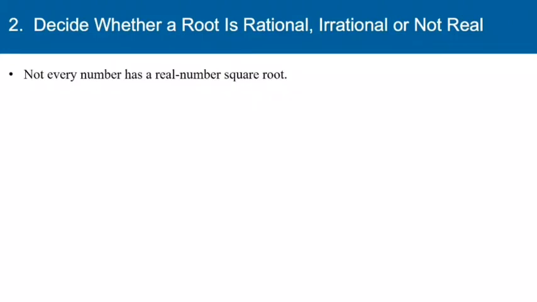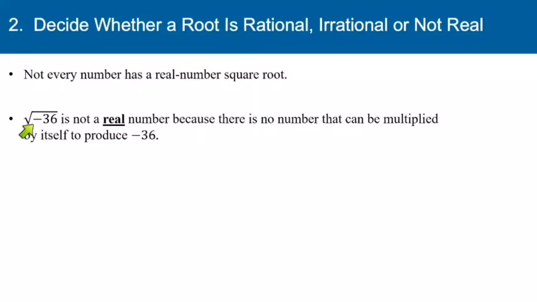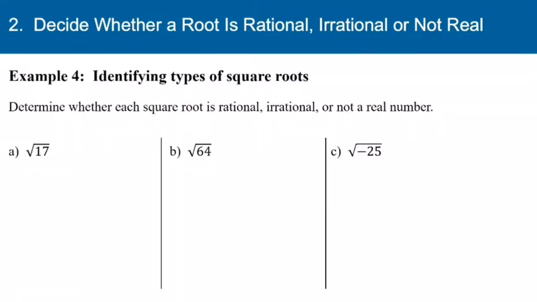So we've talked about rational roots and irrational roots, but we also need to know that not every number has a real number square root. For example, the square root of negative 36 is not a real number, because there's not a real number that we can multiply by itself to get negative 36. The problem is that when you multiply a real number times itself, you get a positive. So there's no number that I can multiply times itself to get negative 36, therefore we just say it's not a real number.